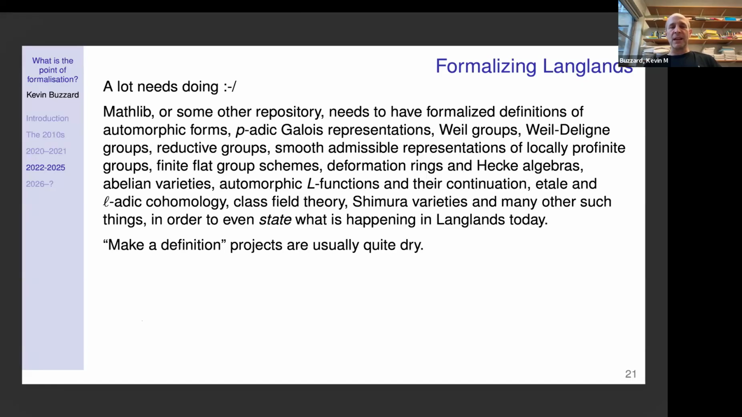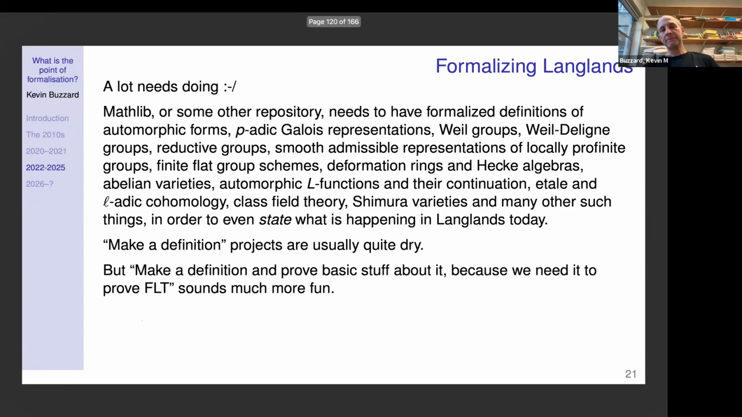The problem is I just can't get the world to stop what they're doing and make these definitions in Lean, right? That's what I want to happen. But people want to prove theorems, they don't want to make definitions. So I argued that if we've got motivation to make the definitions, let's make this definition because we need it to prove Fermat's last theorem, you kind of feel that there's a justification to make these definitions. So let's try and prove Fermat's last theorem.